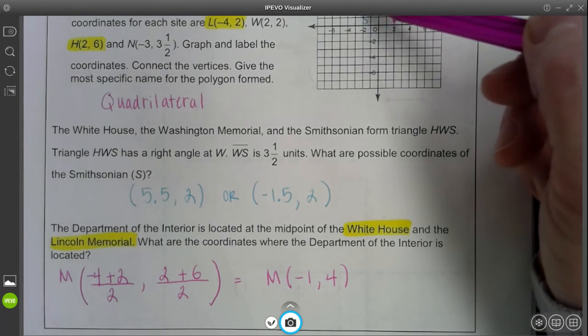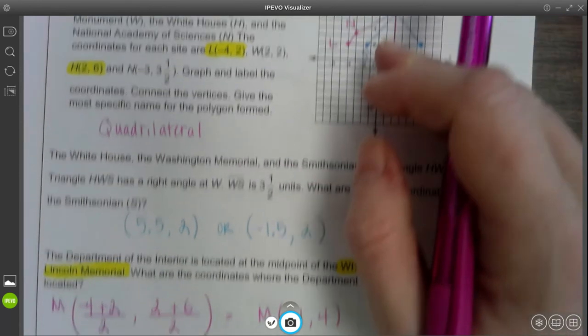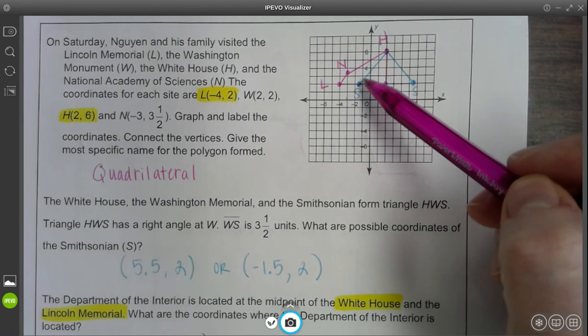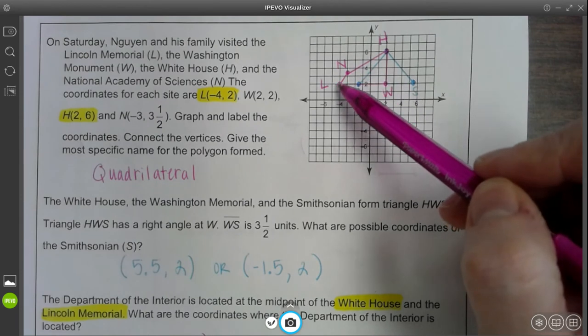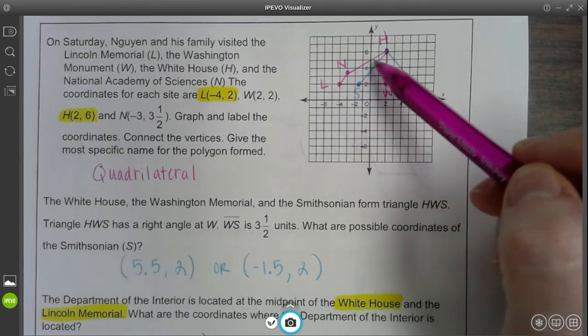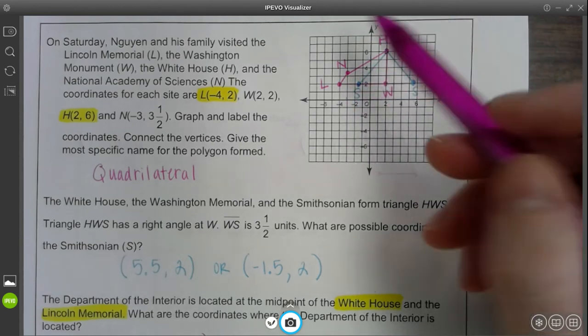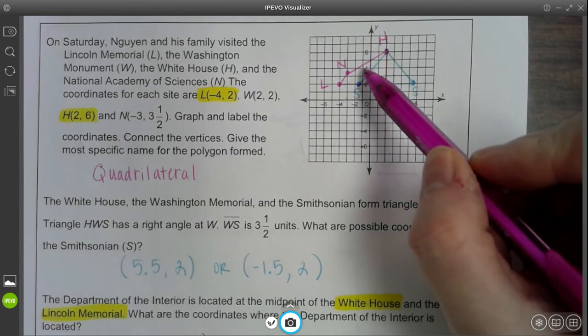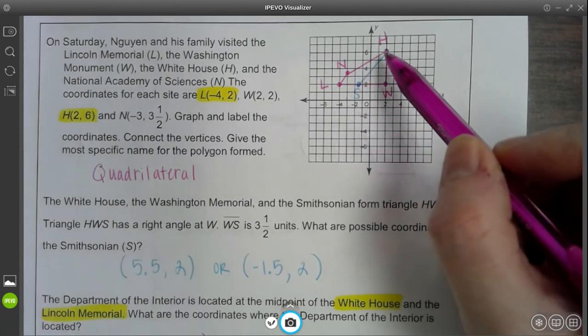Okay, this line isn't drawn. I'm not gonna, oops, I'm sorry. -1, 4 is right in the middle of the Lincoln Memorial and the White House H. And we didn't draw that line in there, so I'm not gonna draw it in there to muddy up the picture, but -1, 4 definitely does look halfway between the L and the H.